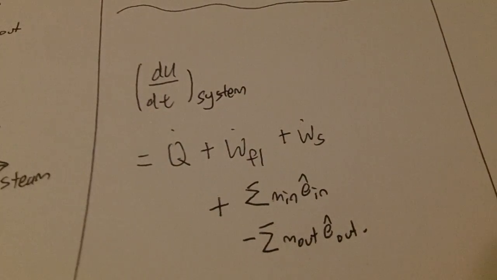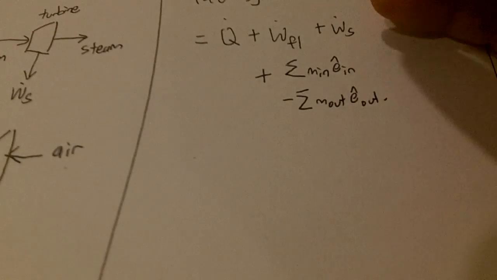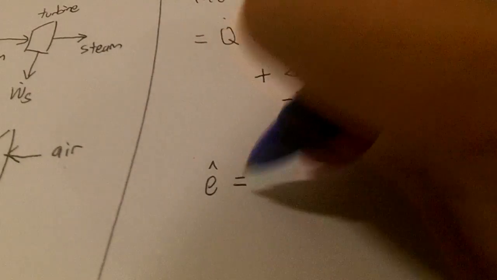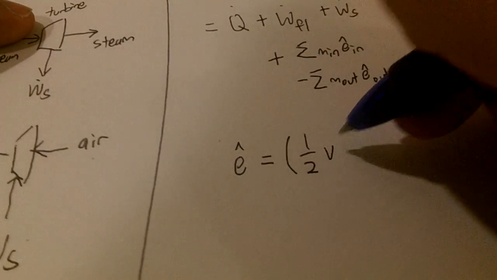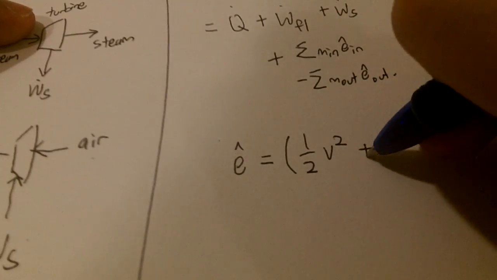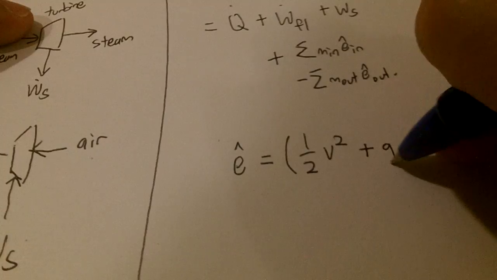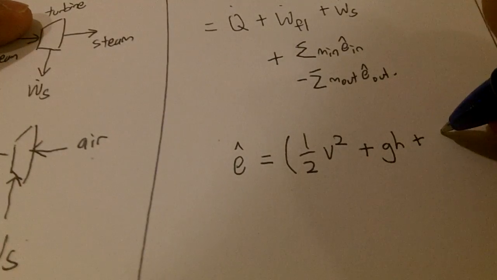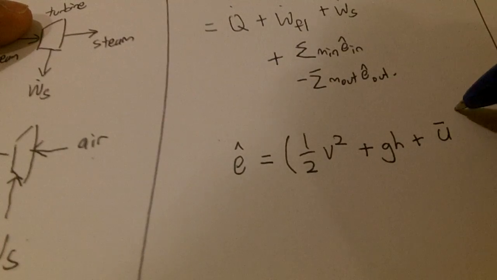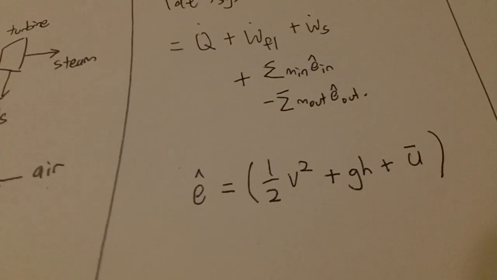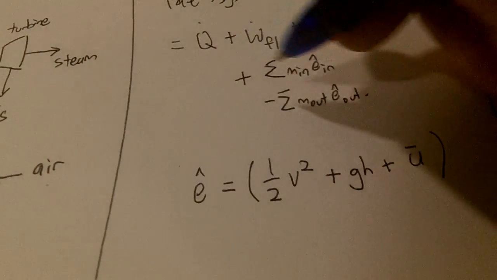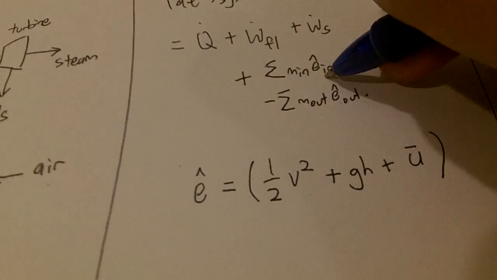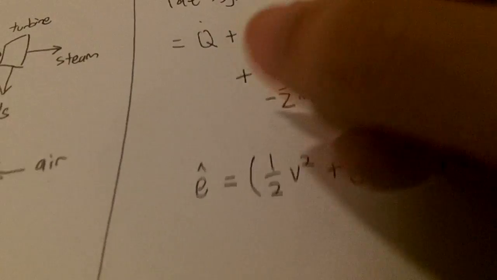And what does this little E hat represent? It is the per mass basis of the kinetic energy plus potential energy plus the internal energy. Alright, so this is what these E refer to. Now let's make it even clearer.